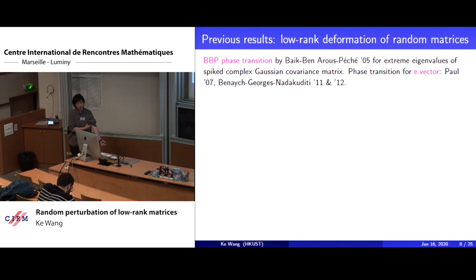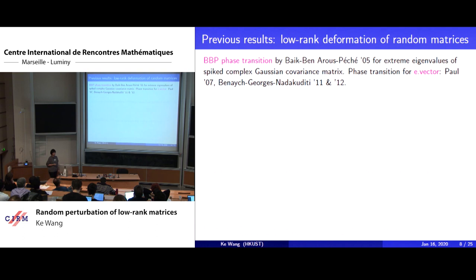So for all these models, it's known that the extreme eigenvalues and eigenvectors will undergo this phase transition phenomenon depending on the strength of the deformation. Let me describe it briefly. This phenomenon was first discovered by Baik, Ben Arous, and Péché in their study of the extreme eigenvalues of the spiked complex Gaussian covariance matrix. And now it's called the BBP phase transition.